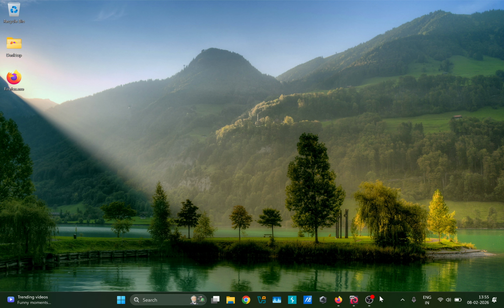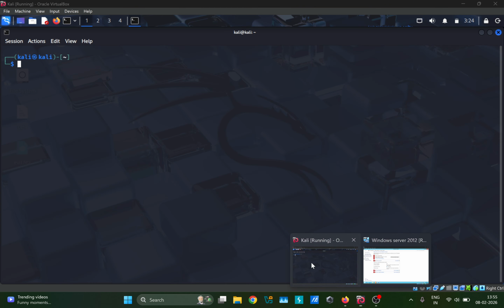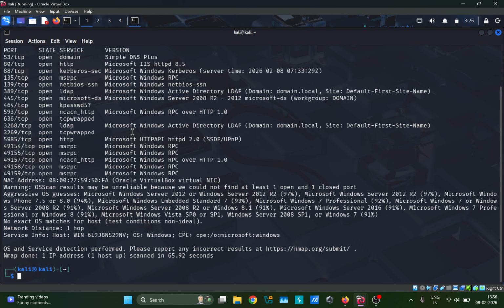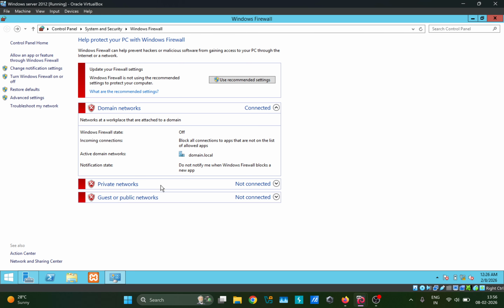Coming to the firewall topic, I did an experiment where my target system is Windows Server 2012 and my host system is a Kali Linux machine. What I did is I switched on the firewall and used this command, nmap -sV -O against the Windows machine. So I got the results, this one. When this was running, you can see that the firewall is not running.